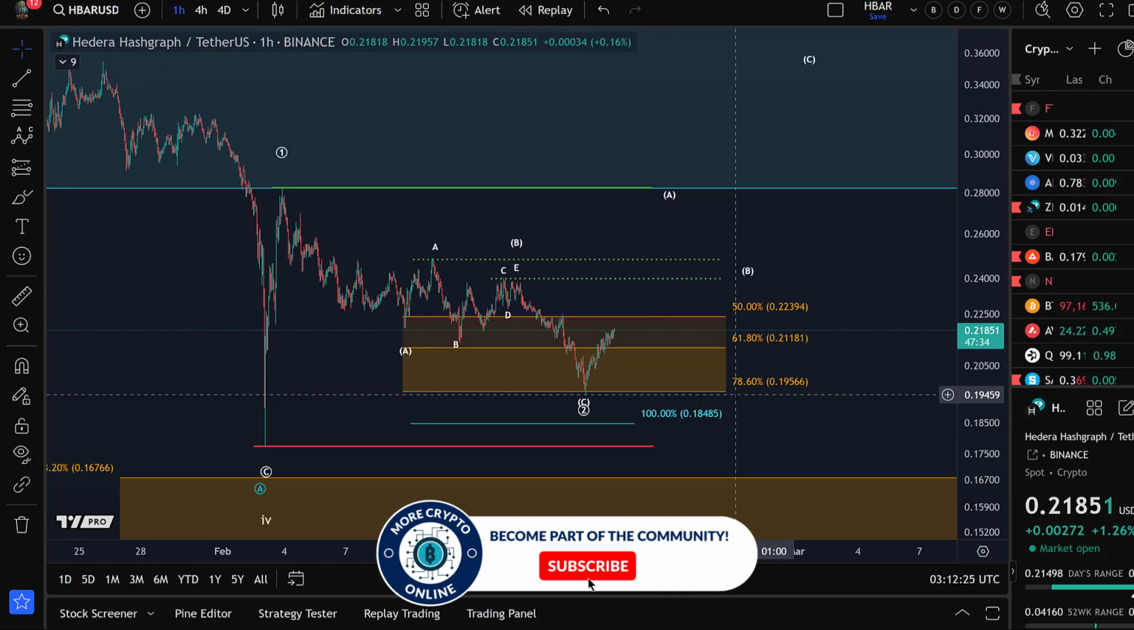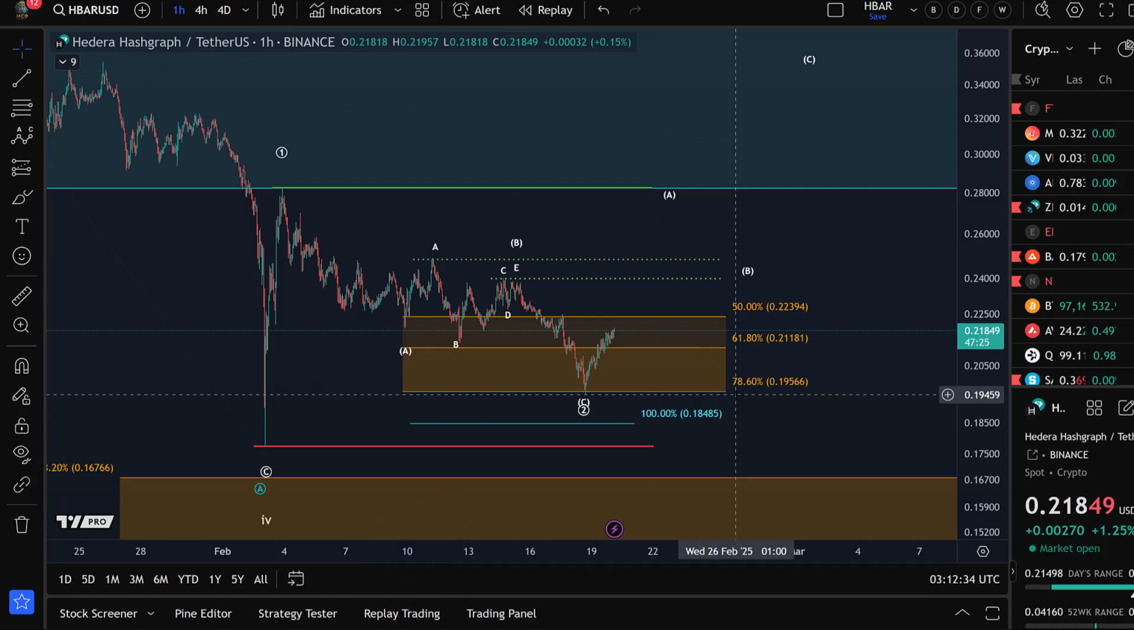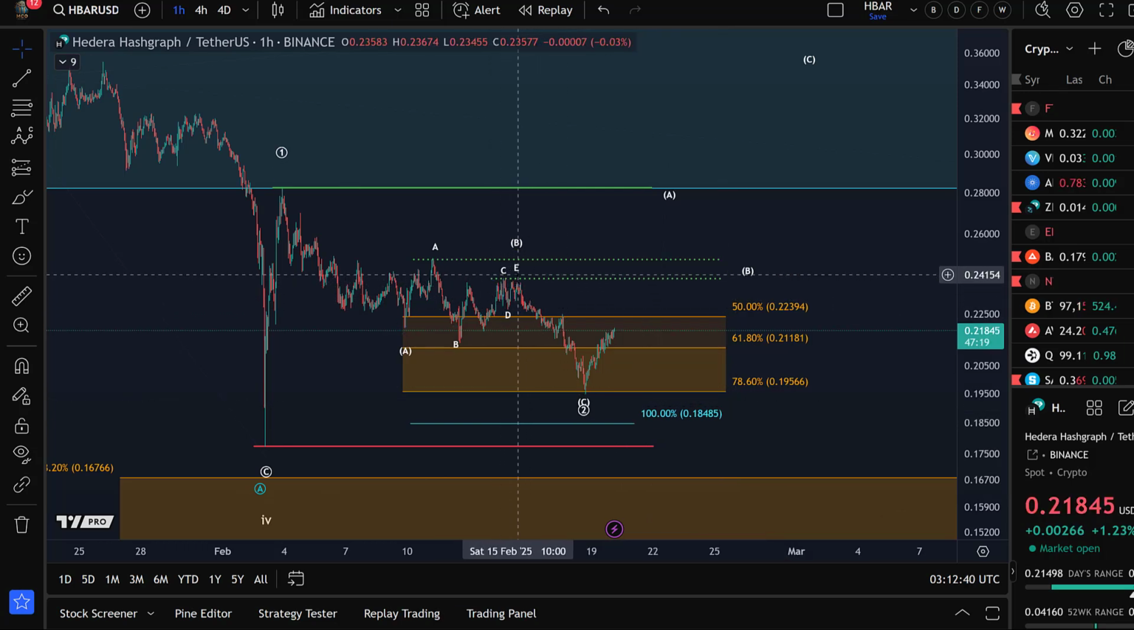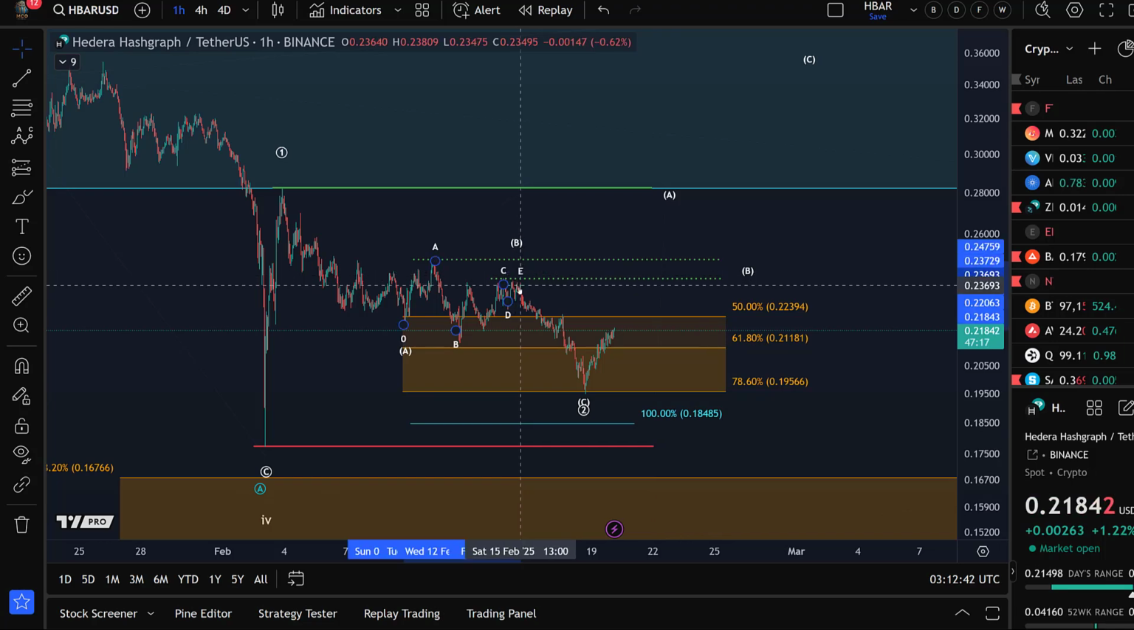The break below the 78.6 fib level is a warning. It's not a confirmation, but it is a strong warning. And what we need to see is a break above a few levels. First of all, the B wave high. That is the end of this Elliott wave triangle that we saw. I assume it's a triangle.